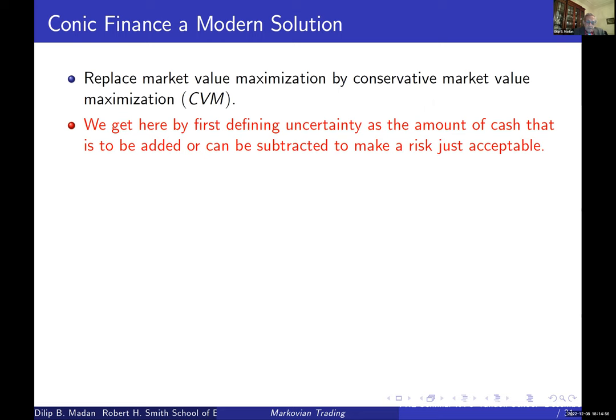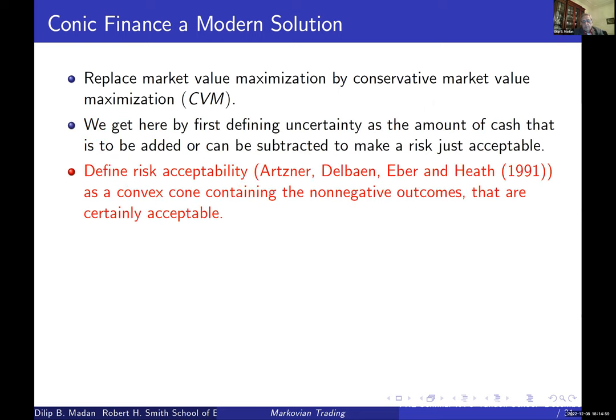The classical paper on this is the 1991 paper by Artzner, Delbaen, Eber, and Heath. And they define uncertainty by essentially looking at the concept of acceptable risk and saying, okay, how much do I have to add or subtract to a position to make it just acceptable? And what is then an acceptable risk? Well, we understand that everyone will take a non-negative outcome anytime. So if you want to give me money, yeah, thanks, I'll take it. And so we know that all non-negative outcomes are certainly acceptable.